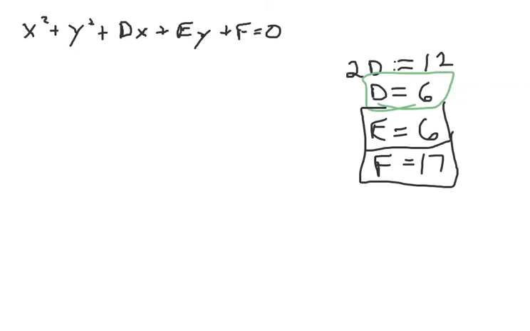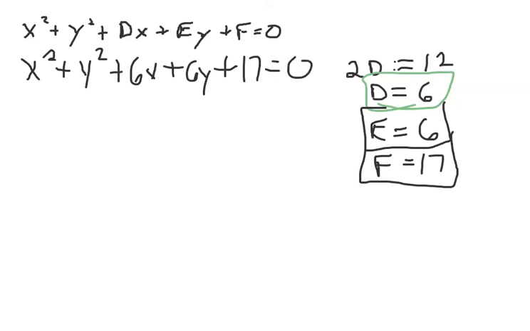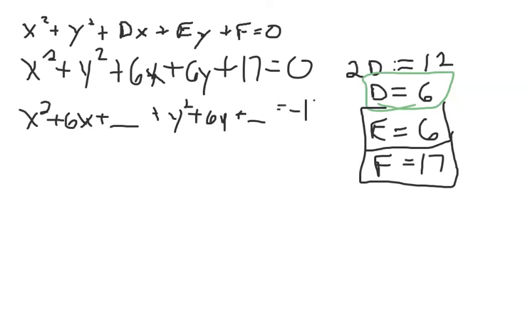So when I plug this in, I'm going to get x squared plus y squared plus 6x plus 6y plus 17 equals 0. Now I have to do what's called completing the square. We have done this year before, but we're going to do it again right now. So I need to put all my x's together. And then I need to put all my y's together. And then I got to get that 17 to the other side.